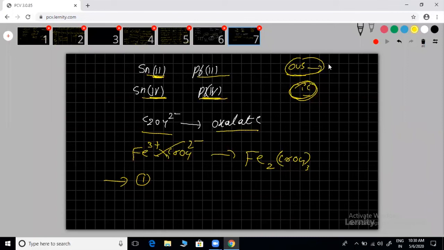Plumbum, PB, that is the Latin name. What is that PB? Lead. Actually we are using this Latin name. Okay. Plumbum, something, that is the Latin name. You can find today plumbic or plumbus, something like that. Those are the Latin names. Okay.